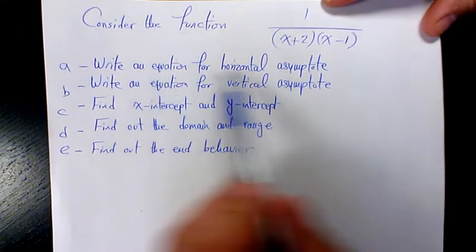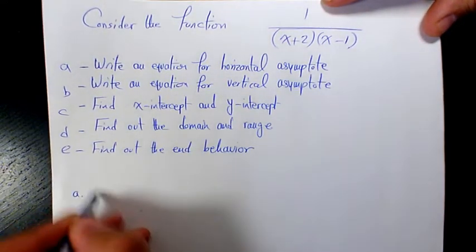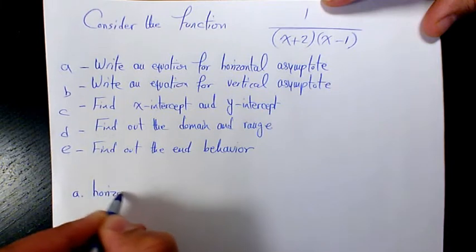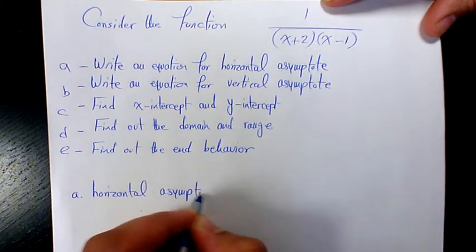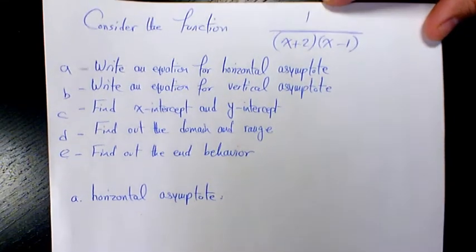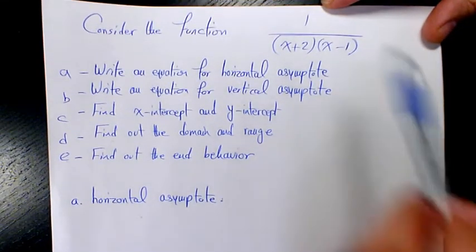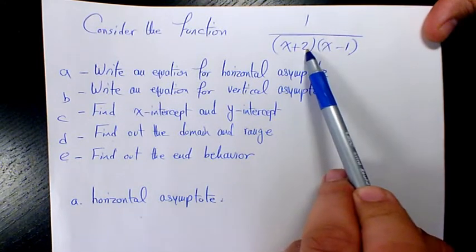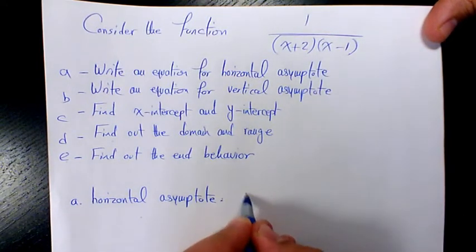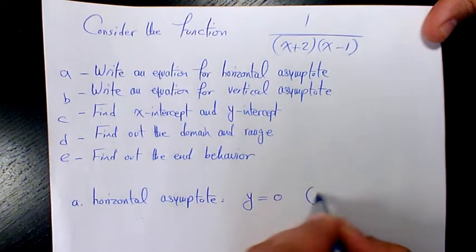First of all, I'm going to write the horizontal asymptote. Since the order of the numerator is less than the order of the denominator, it's going to be y equals 0, which is the x-axis.